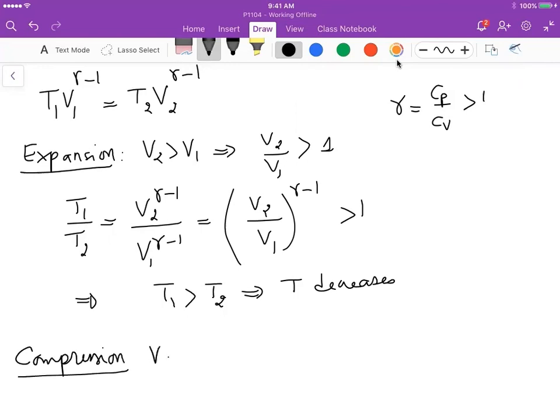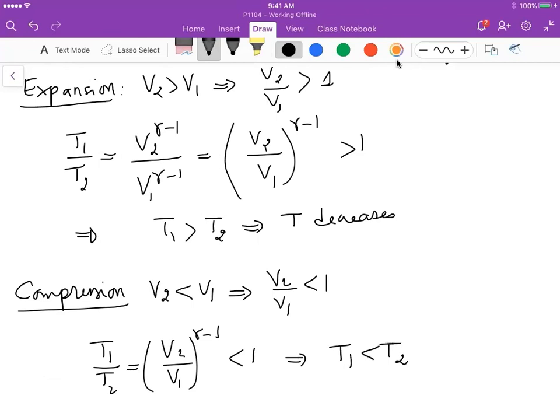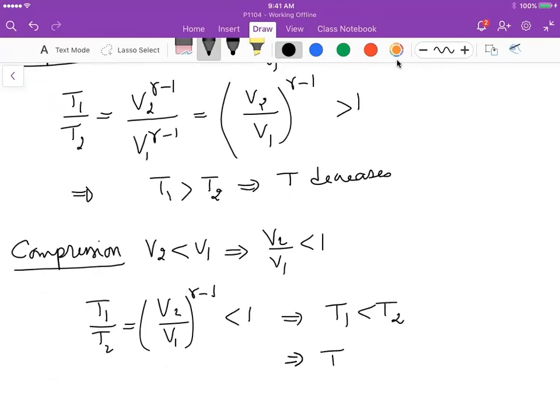So in a compression, the volume decreases, so V2 is smaller than V1, and that means that V2 over V1 is smaller than 1. So again, since T1 over T2 is equal to V2 over V1 to the power gamma minus 1, and since this ratio is smaller than 1 and the power is positive, it remains smaller than 1, and so T1 is smaller than T2 in this case, which means that the temperature in this case increases. And therefore we say that an adiabatic compression always occurs with a rise in the temperature.